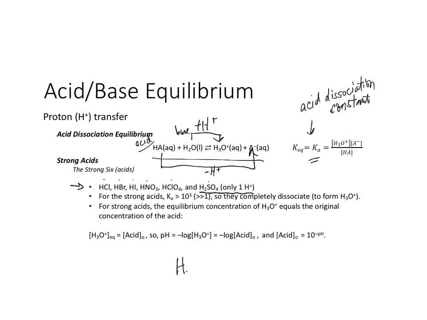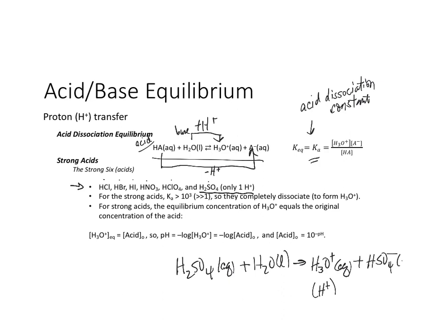Sulfuric acid's strong equilibrium then is going to look like this. Hydrochloric acid plus water is going to give me hydronium, H3O plus. We also write that H plus the hydrogen sulfate or bisulfate ion. Okay? There is that equilibrium specifically for sulfuric acid.